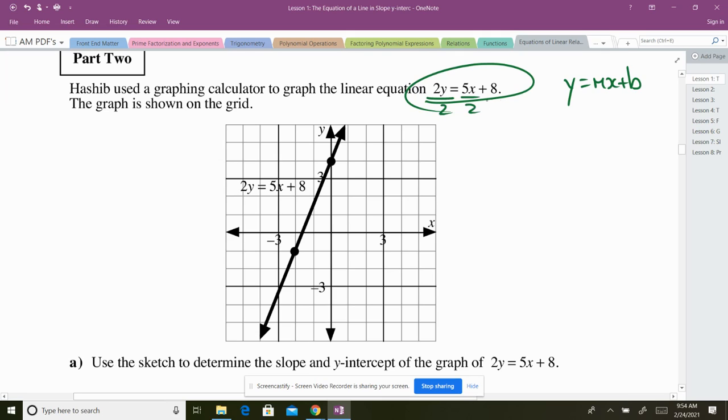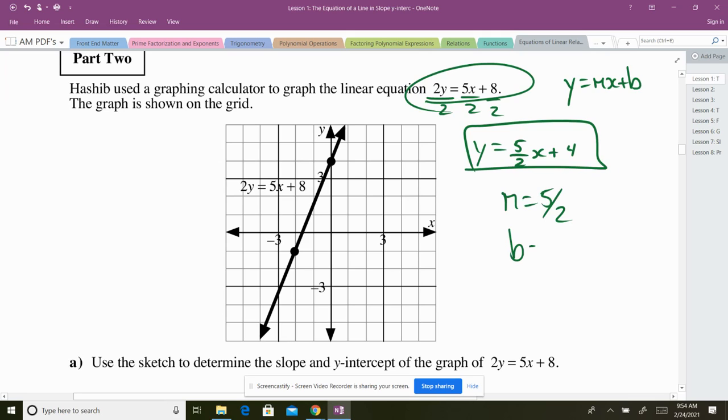So 2, 2, 2. So I end up with y is equal to, I don't want the decimal. This is why we want fractions, because we're dealing with slope, and you can see the rise over run. So it's 5 over 2 x plus, yes, 8 divided by 2 is 4. And then, what's my slope? m is equal to 5 over 2. What's the y-intercept? So if you look at the graph, 4.